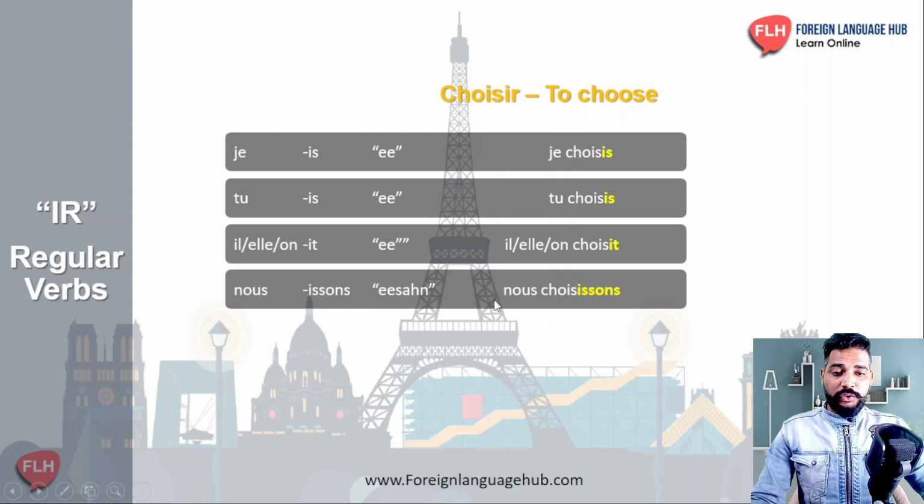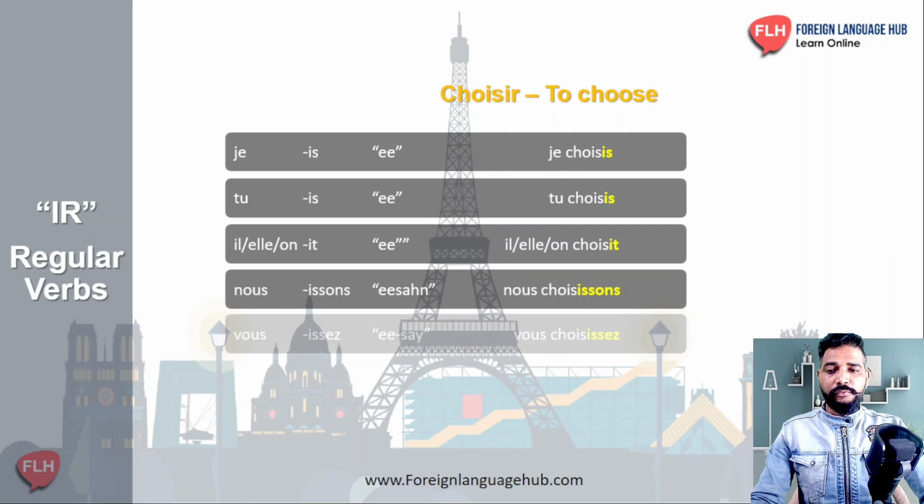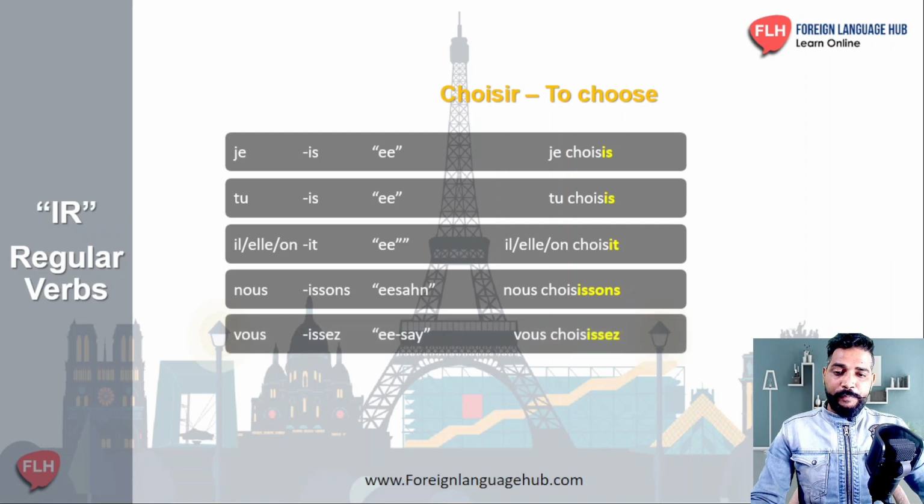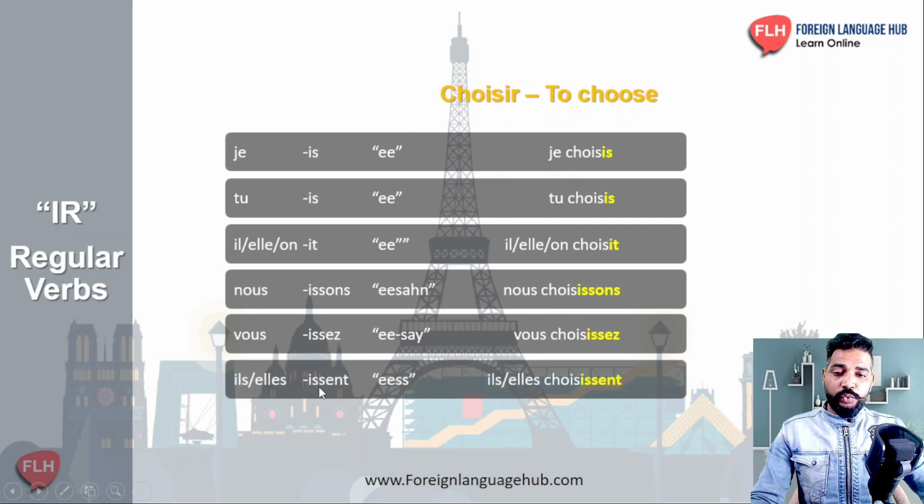Nous choisissons, ISSONS is the ending. Vous choisissez, ISSEZ is the ending. Ils, elles choisissent. ENT will not be pronounced, it won't be that prominent, so you will say choisis. That's how regular verbs are conjugated, and they make up the maximum number of verbs, I guess. So the endings are IS, IS, IT, ISSONS, ISSEZ and ISSENT. This one is the easy one.